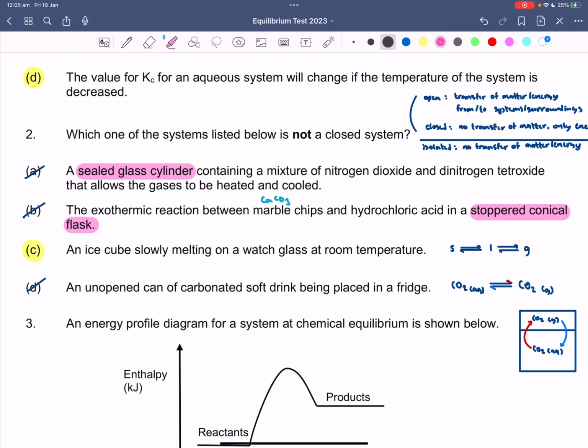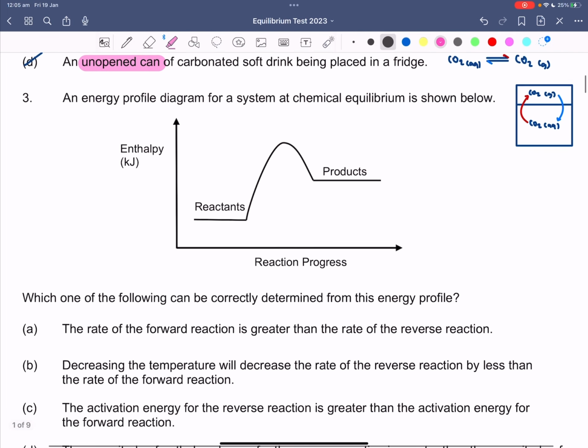That basically gave away it's a closed system. And this one said an unopened can. Okay, so that's closed. Okay, so it's pretty easy concept.